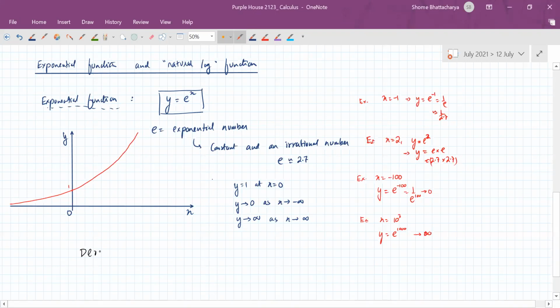So now let's come to the derivative of this function. This is a very interesting and important aspect. The exponential function has the unique property that the derivative of e raised power x is itself e raised power x. It is the only function in mathematics which has this property, that the value of the function itself is equal to the value of the derivative. That's what makes this function important for applications in physics, which we'll see later.